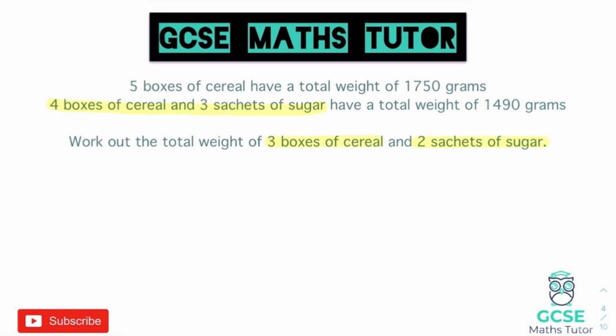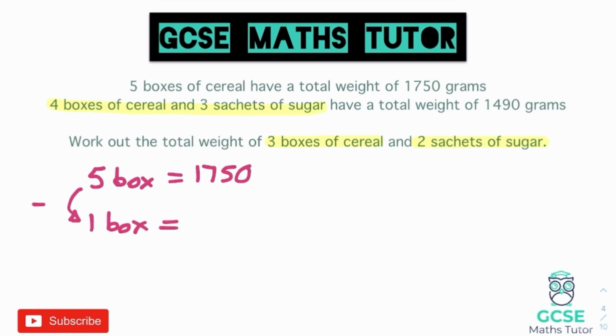So we need to figure out one of them first, and let's have a think about which one we can work out straight away. Because that first line just says about one of the variables, it just says 5 boxes of cereal have a total weight of 1,750. So we can work out one of the boxes by dividing that by 5. So let's just have a think. We've got 5 boxes is equal to 1,750. So our first step to get the weight of one box would be to divide that by 5.